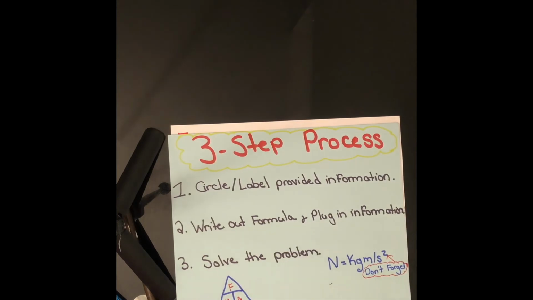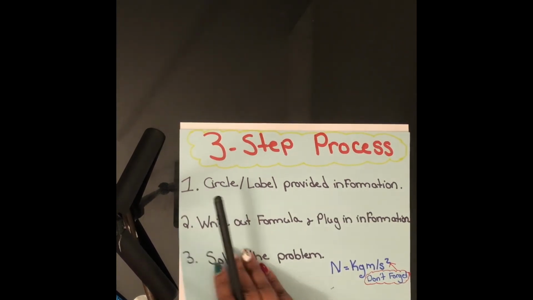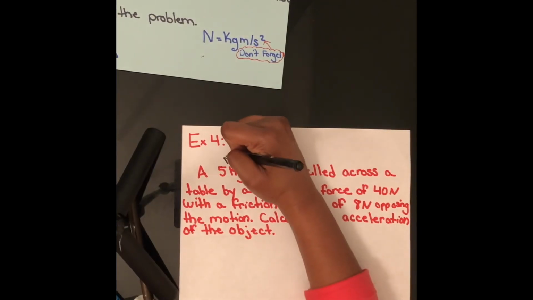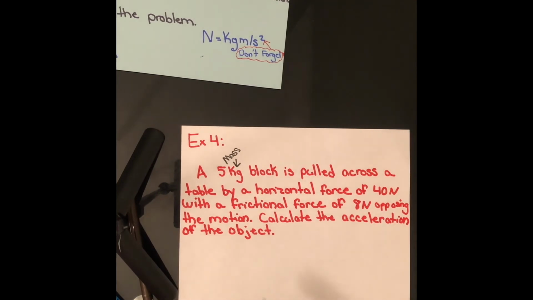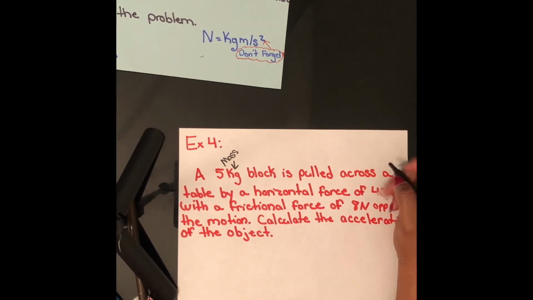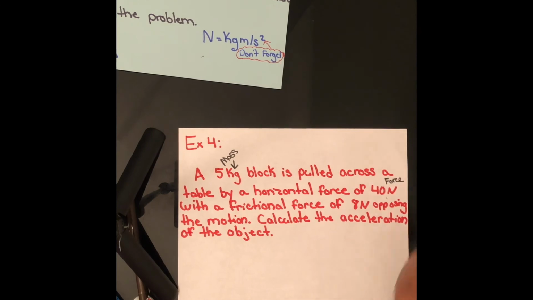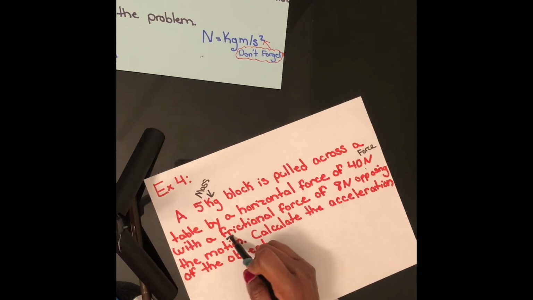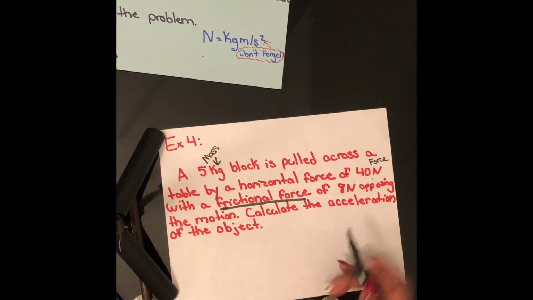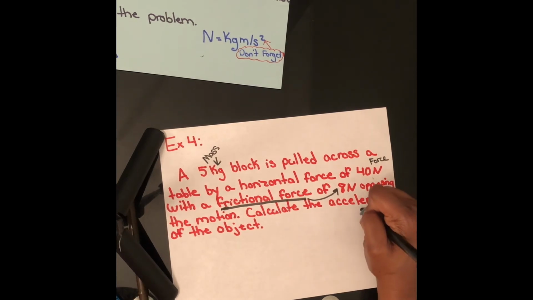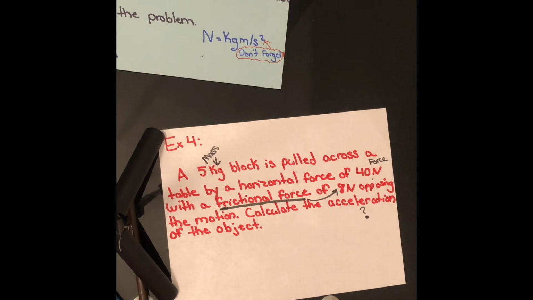3-step process again. We're going to circle and label the provided information. So I see 5 kilograms. By this time, you should know that this is mass. A 5 kilogram block is pulled across a table by a horizontal force of 40 newtons. So here's our force. With a frictional force. So we've talked about friction before, right? I'm going to underline that because that stands out to me. A frictional force of 8 newtons opposing the motion. Calculate the acceleration of the object. Here is our problem or question. That's what we're solving for.